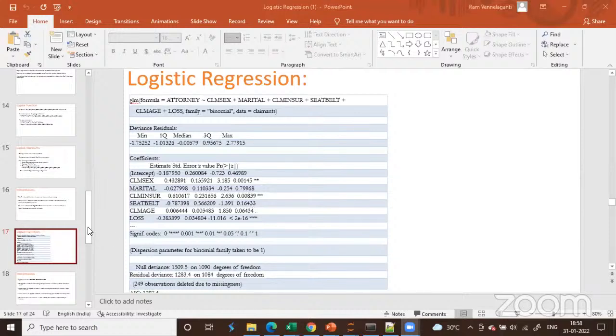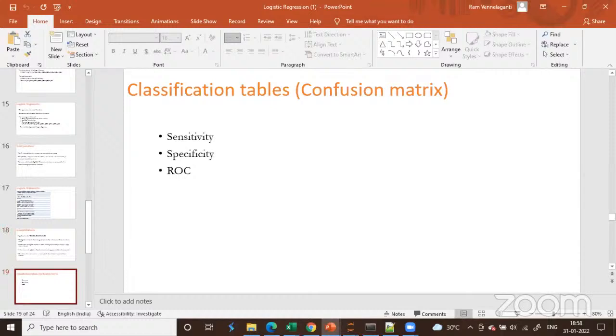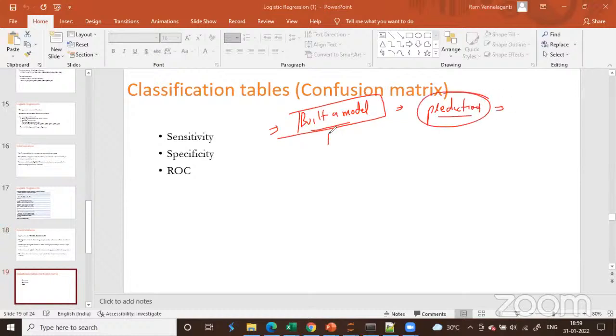That is the idea. Now, after we have developed our model, what is the next step? After we have built our model, what is the next step that we are going to do? We have to make our predictions. After predictions, what is the next step? We have to evaluate the performance of our model. So what are the different ways in which we are going to evaluate the performance of our model? We'll have to understand what are the different methods which are available for us.